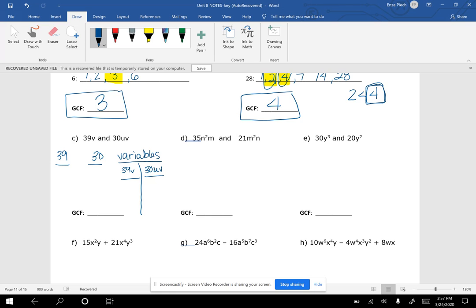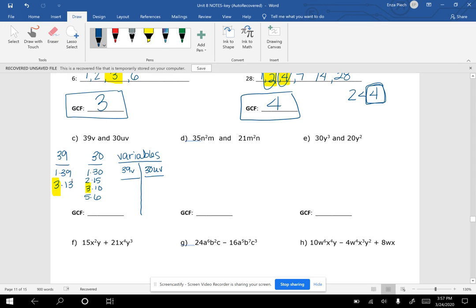We already know all the factors of 39 from above in letter A. We have 1 times 39, and we have 3 times 13. For 30, we have 1 times 30, 2 times 15, 3 times 10, and 5 times 6. The only thing that's in both lists is 3.